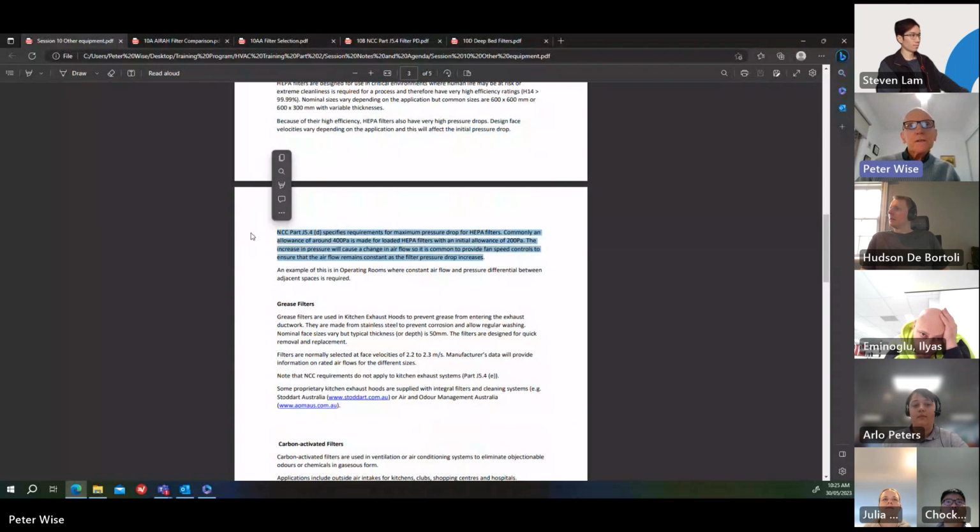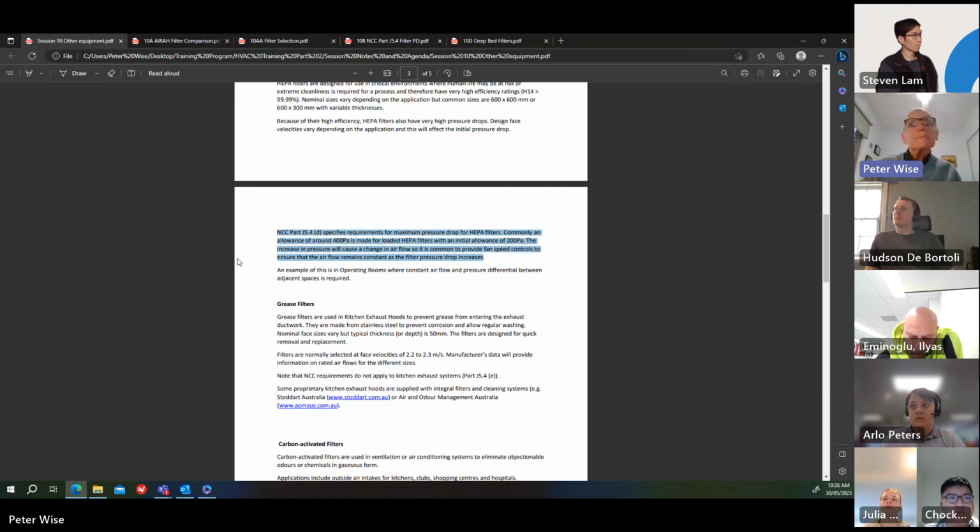NCC again, Part J4D specifies requirements for maximum pressure drop for HEPA filters. Normally in fan static calculations, you'd allow up to 400 pascals for a loaded HEPA filter with an initial allowance of about 200. So that's a large increase in pressure, and that's going to dominate your fan static calculation if you've got HEPA filters.